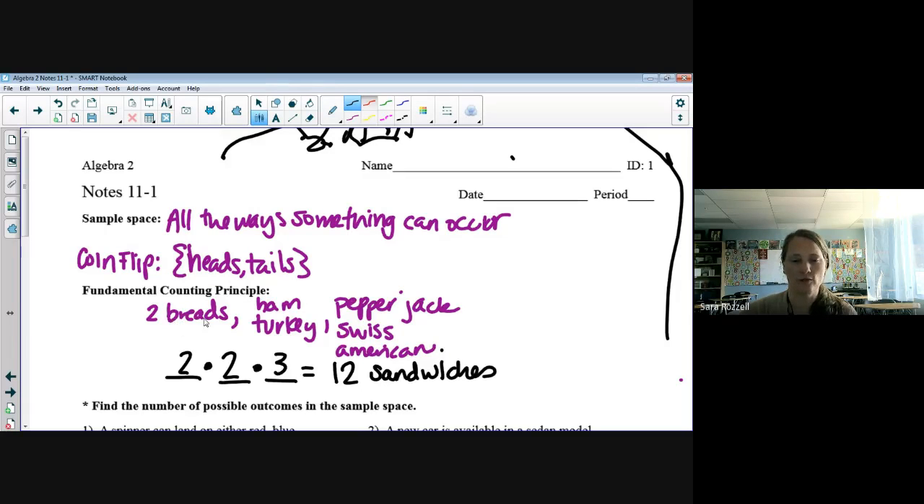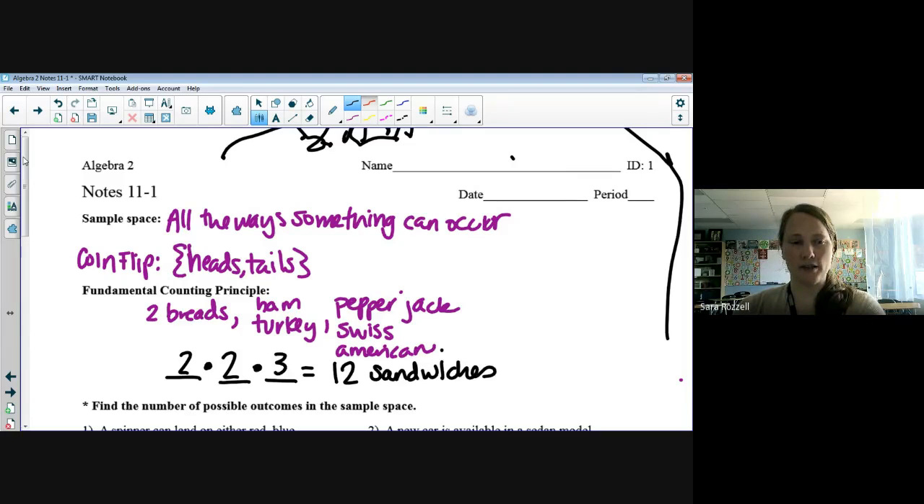We could have, let's say they're white and wheat bread. White bread, ham, pepper jack, white bread, ham, Swiss, white bread, ham, American. Wheat bread, ham, pepper jack, wheat bread, ham, Swiss, wheat bread, ham, American. That's 6 of them. Now we'll do our turkey. White bread, turkey, pepper jack, white bread, turkey, Swiss, white bread, turkey, American. Wheat bread, turkey, pepper jack, wheat bread, turkey, Swiss, and wheat bread, turkey, American. So that's all 12 of our options. Okay. So that is how we figure out how many items are in our sample space.